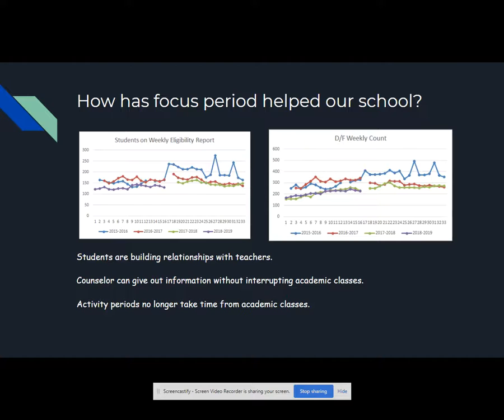So what did we see when we made this change? This is our data that we've collected since 2015. The blue line is before we had these changes in place. And you're going to see that there is a huge spike second semester that year of kids on our weekly eligibility report, as well as D's and F's.